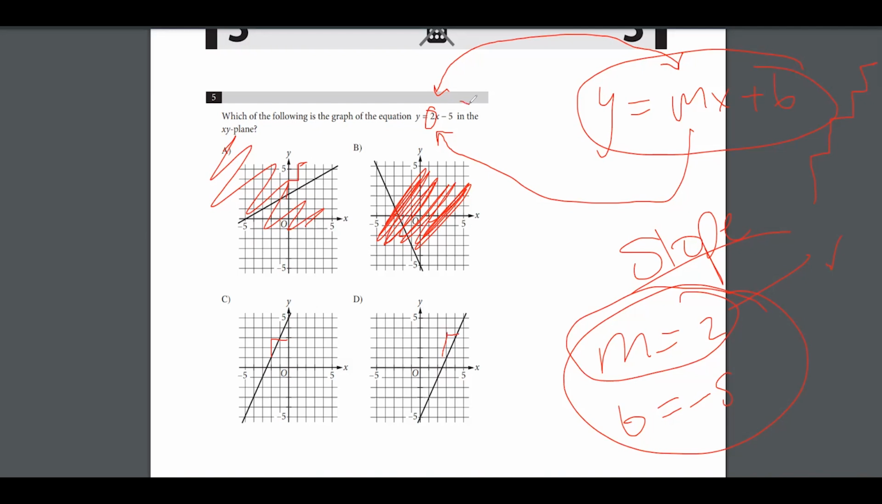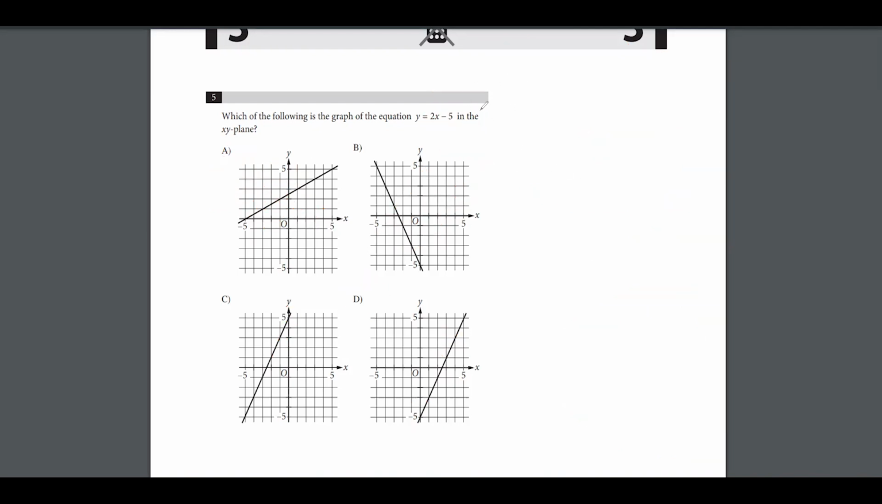So now we deal with the y-intercept, -5. Well, that one has -5 and this one has 5. So which one's correct? D. There you go. So that one should be kind of a no-brainer here. Does this make sense now? Maybe I just had a little bit of a brain fart or something.